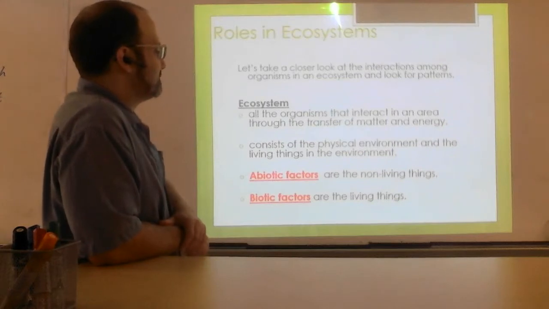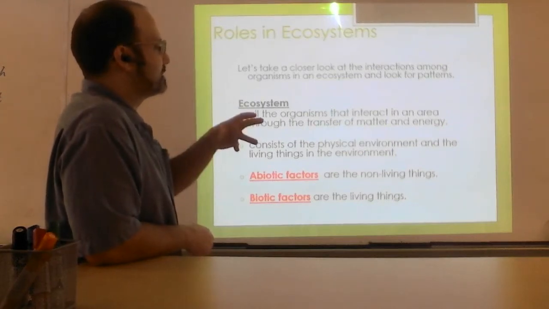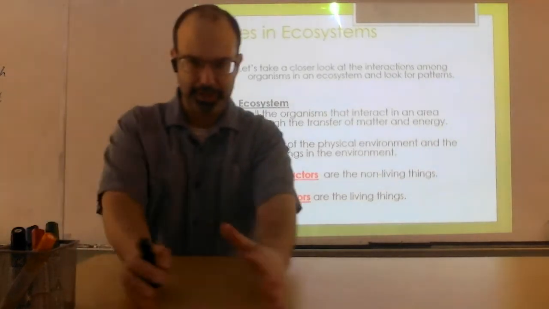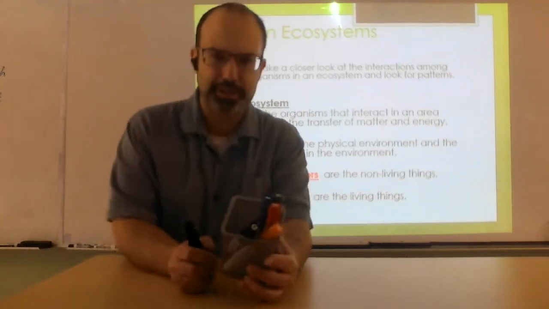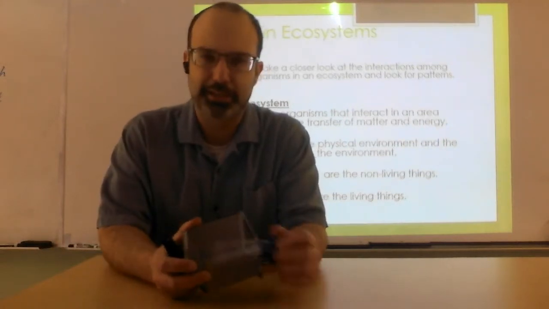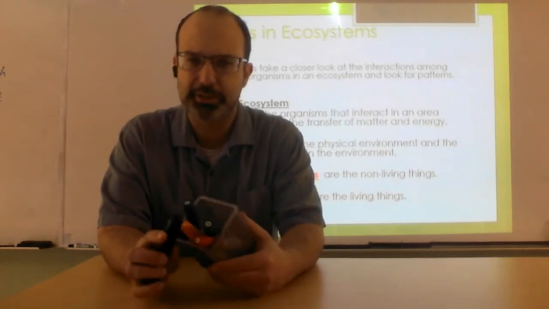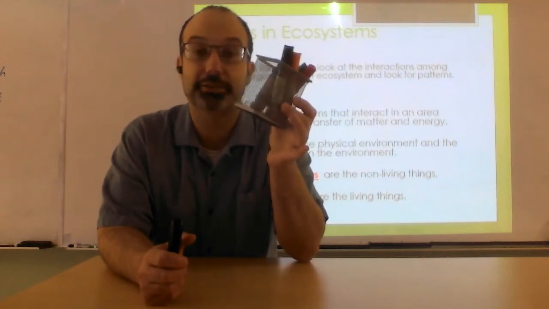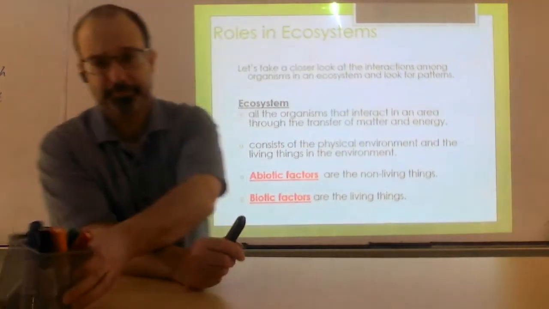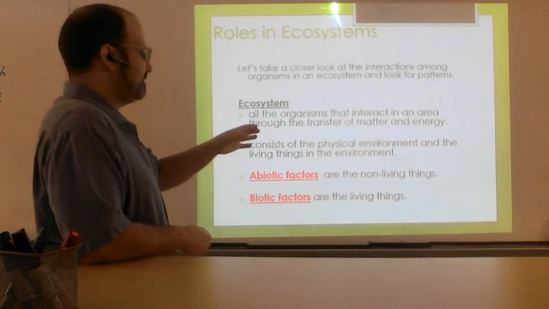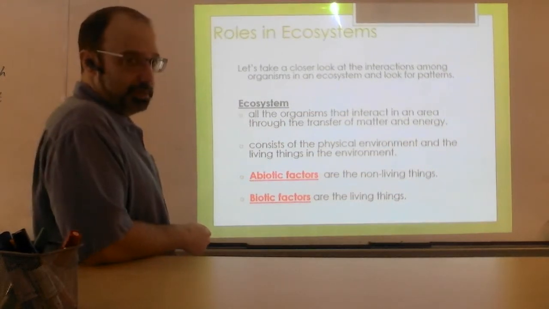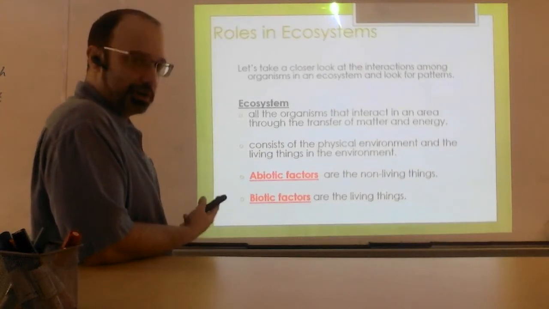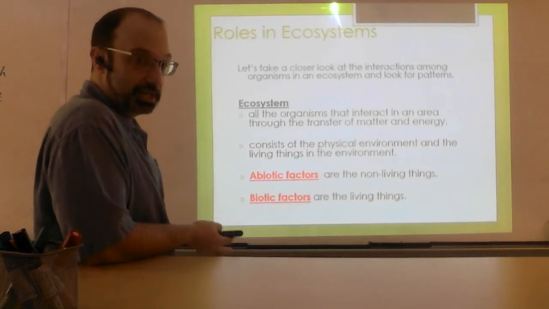Let's take a look here at ecosystems, right? So an ecosystem is all the organisms that interact in an area through the transfer of matter and energy. So basically, it's a way that we sort of group a bunch of organisms together and say, all of these organisms here are related in some way. They're all different, right? Different colors in my marker box here, but their proximity, their closeness to each other, allows them to interact in some way. Now, the physical environment and the living things in that environment mean, for example, that it's important to consider stuff like the rocks and the air and the water, along with the vultures and the hyenas and the lions.